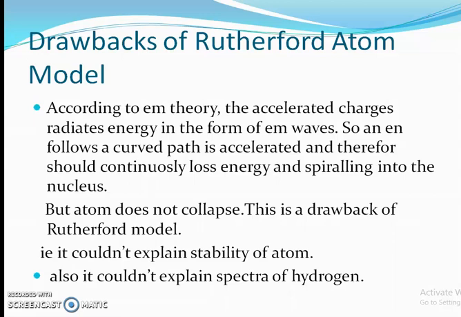It couldn't explain the stability of the atom. Also, it couldn't explain the spectra of hydrogen. The J.J. Thomson model also couldn't explain both these things, stability as well as the spectra. Here also there is a contradiction with the electromagnetic theory. These two problems will be solved in the next model that we will discuss in the next video.